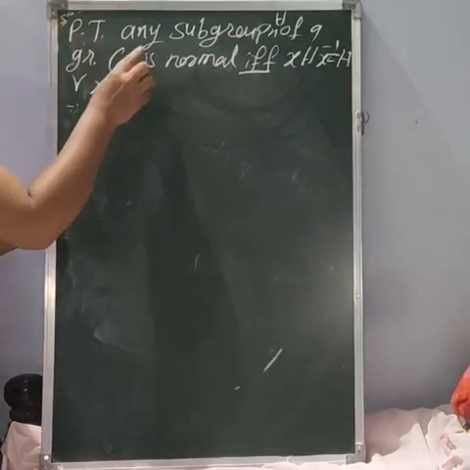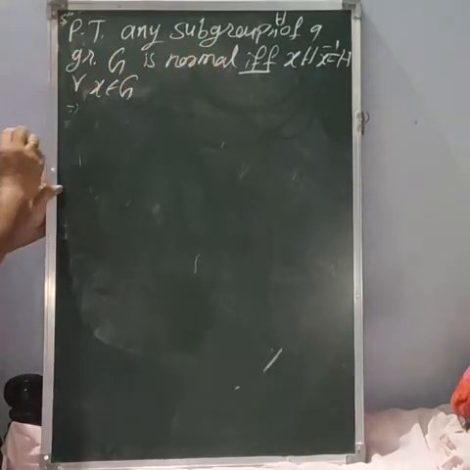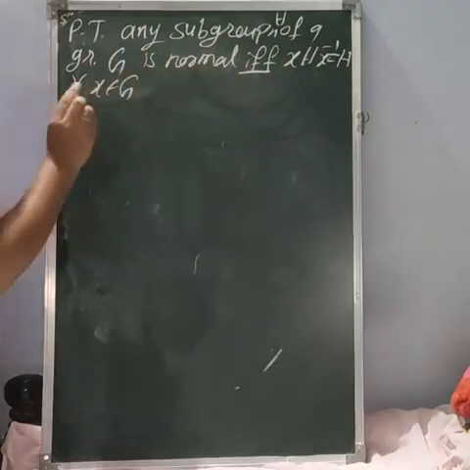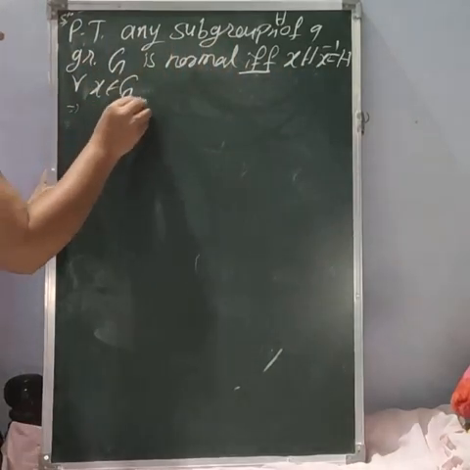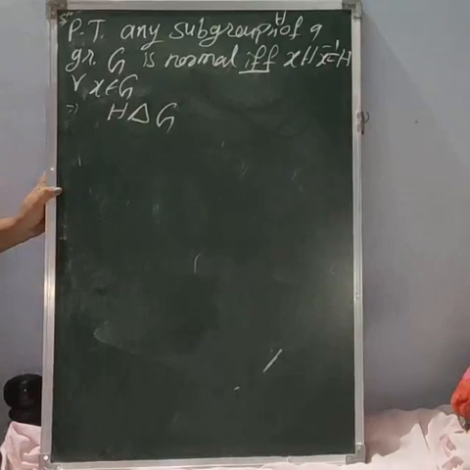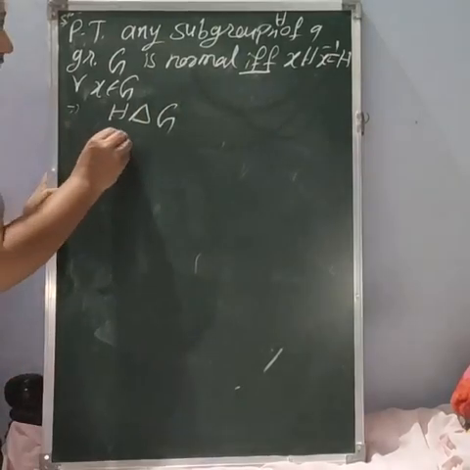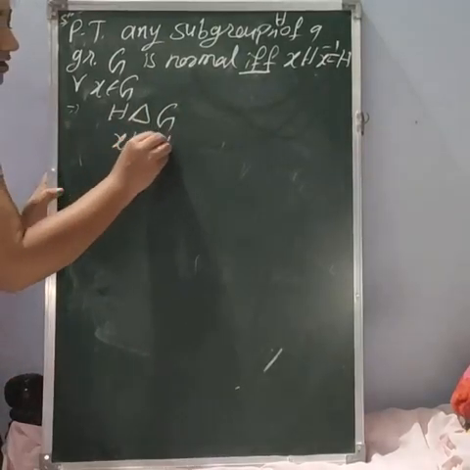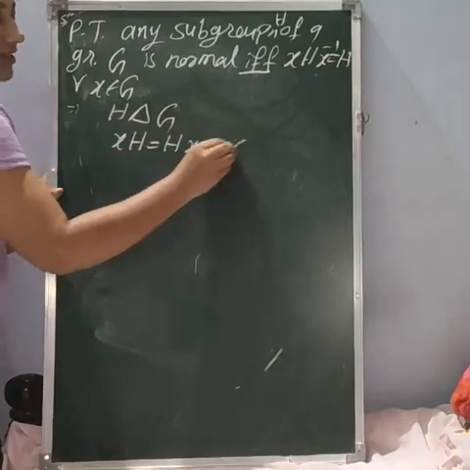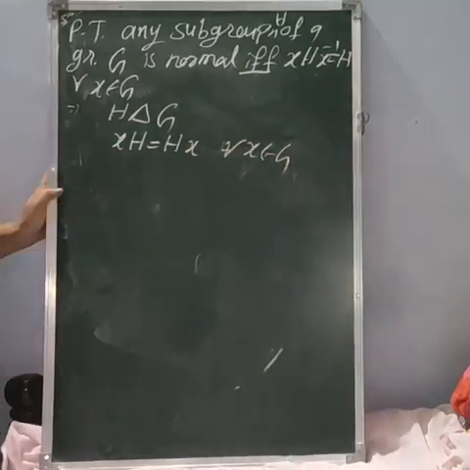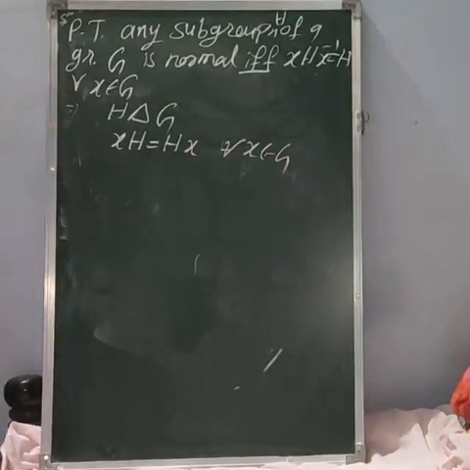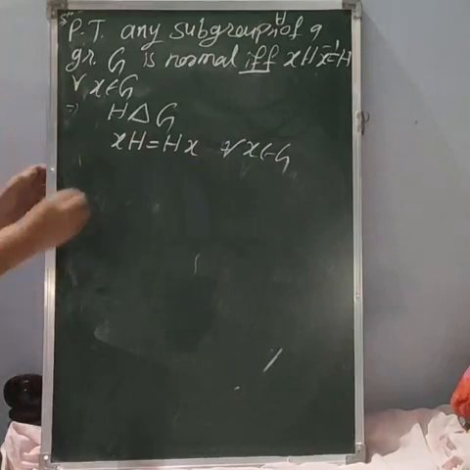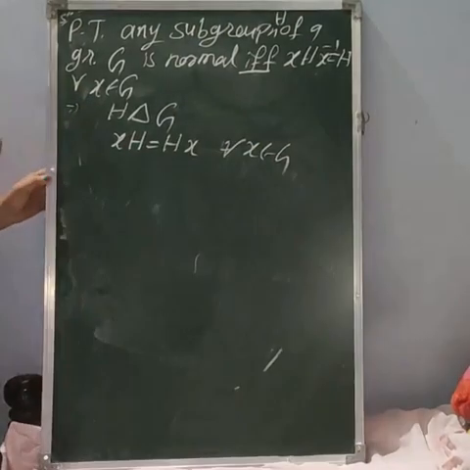What is the first part? Let us assume H is a normal subgroup of G. Then we will prove this condition. Now suppose H is a normal subgroup of G, then by definition, we write X into H is equal to H into X, and this is for all X belongs to G. This is the condition of a normal subgroup. Now I will multiply by X inverse on both sides.